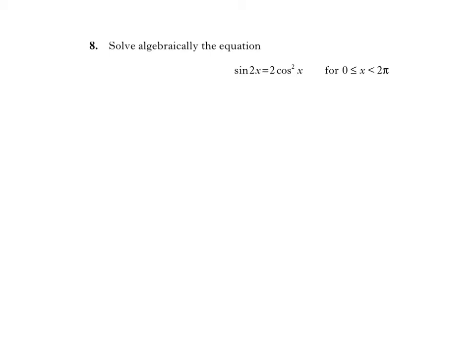Section 6, question 3. Solve algebraically the equation sin 2x equals 2 cos squared x between 0 and 2 pi, but not including 2 pi. This is a calculated equation.